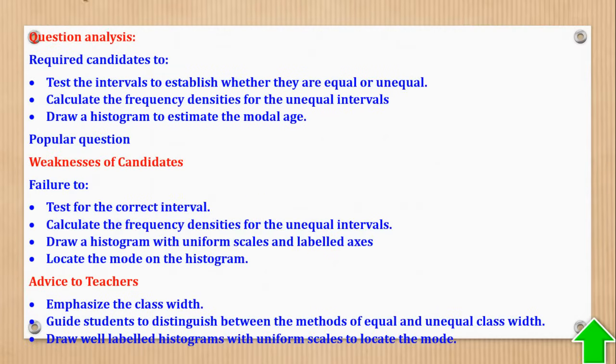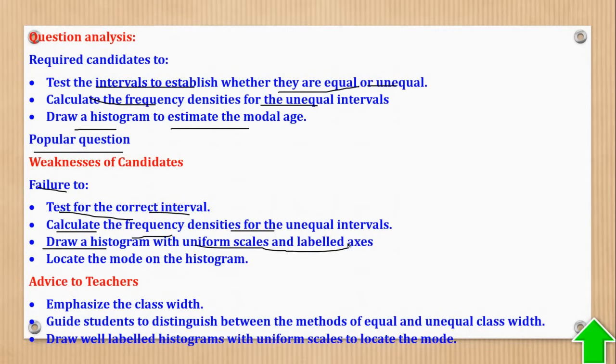So question analysis: the question required candidates to test the intervals to establish whether they are equal or unequal, then calculate the frequency densities for the unequal intervals, and draw a histogram to estimate the mode. The question was a popular question, however, some candidates had challenges because of failure to test for the correct interval, then failure to calculate the frequency densities for the unequal intervals, and also failure to draw a histogram with uniform scale. That is where problems are.